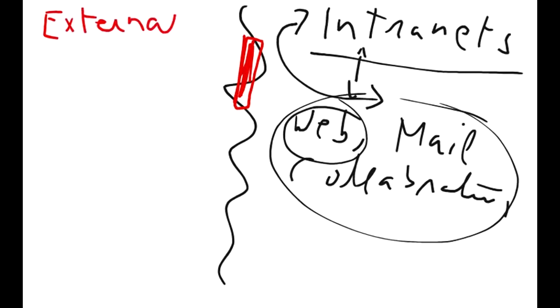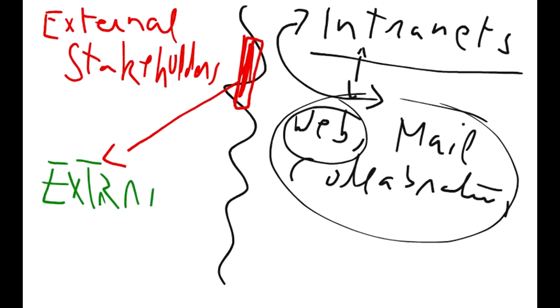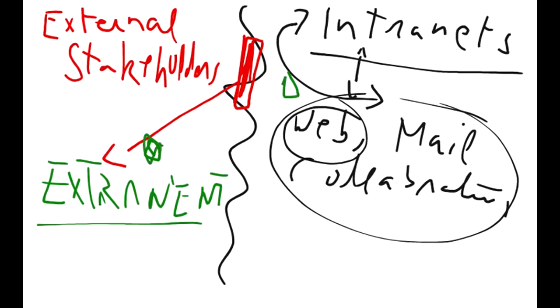And when companies decide to share all the information or some part of that information with the external stakeholders, then that window through which the external stakeholders can access the information is called extranet. So extranet is the extension of the intranet, and extranet can share all the information of the intranet or only some part of that information.